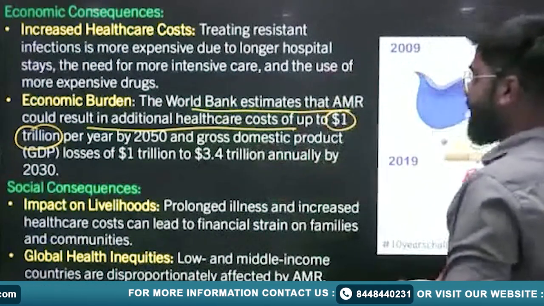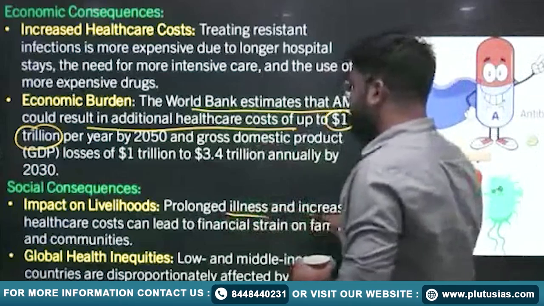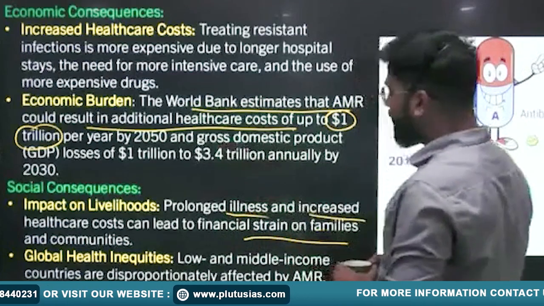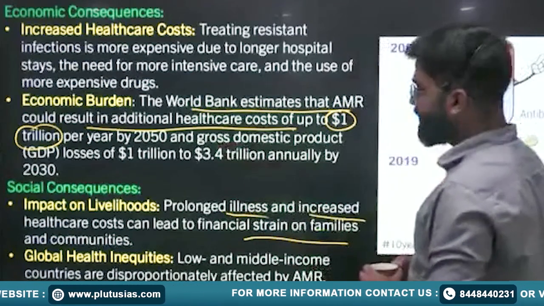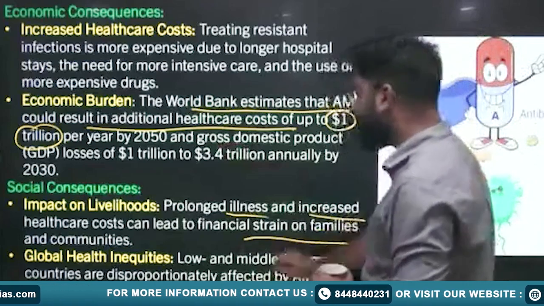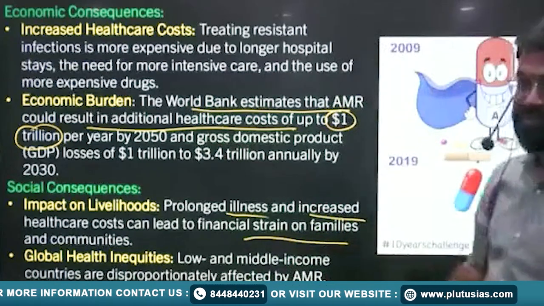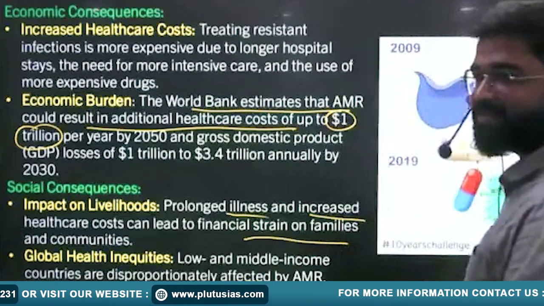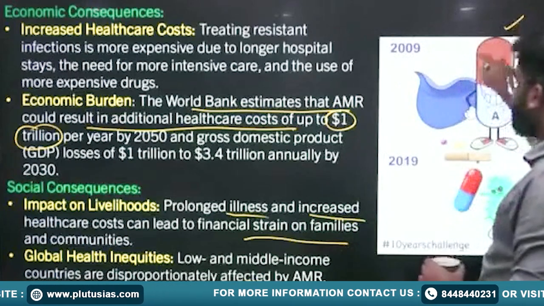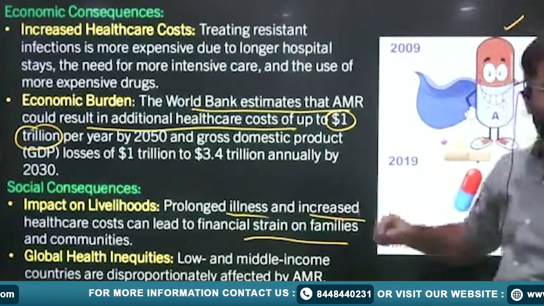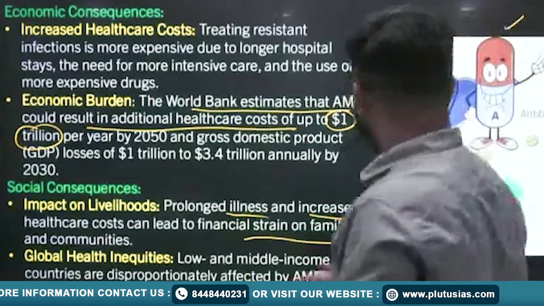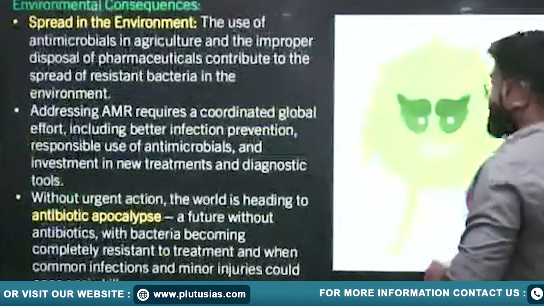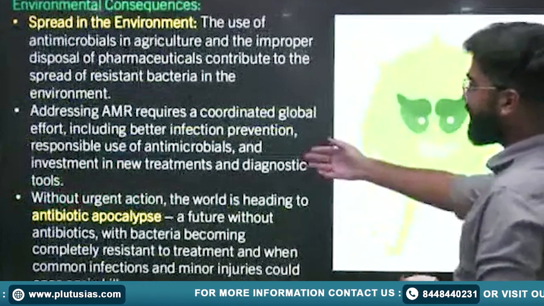Okay, social consequences. Impact on livelihood, because the prolonged illness and increased healthcare cost can lead to financial strain on the family and communities. Global health inequalities. Low and middle income countries are disproportionately affected by AMR. Okay, this is the funny diagram. 10-year challenge. Yes. Here is the antibiotic, but in 10 years now that antibiotic becomes ineffective. Yes, because the bacteria developed resistance. Okay, environmental consequences. Okay, ye ho gaya.